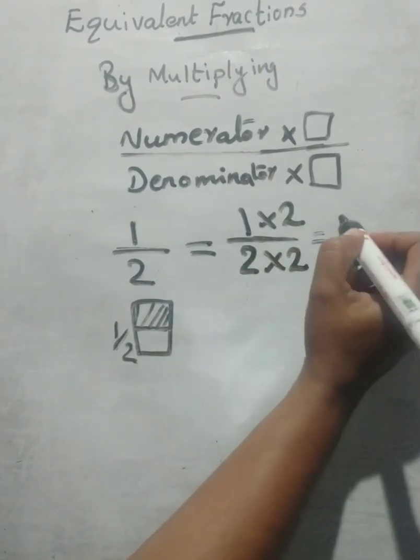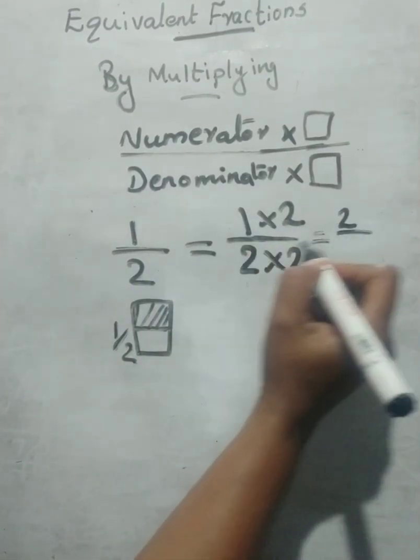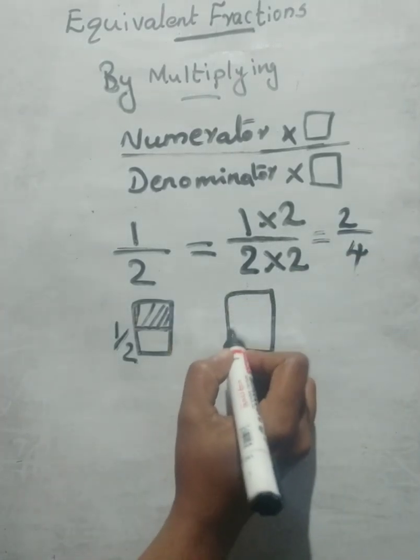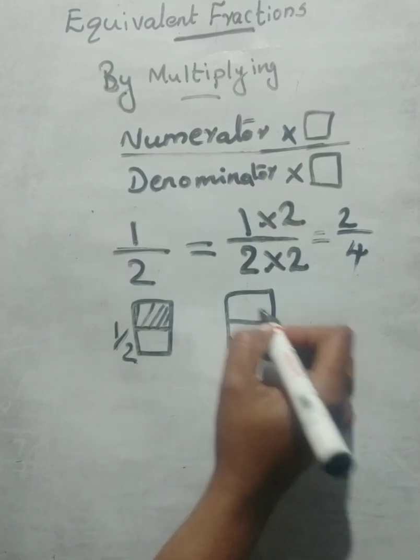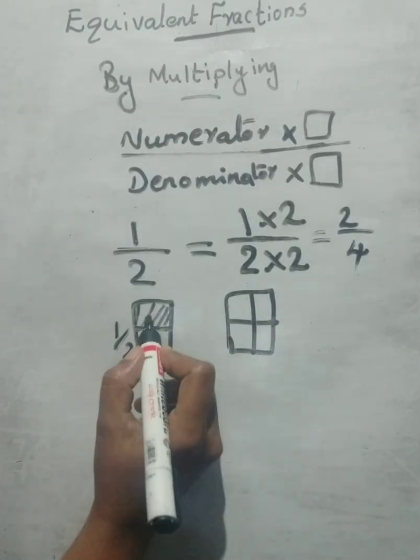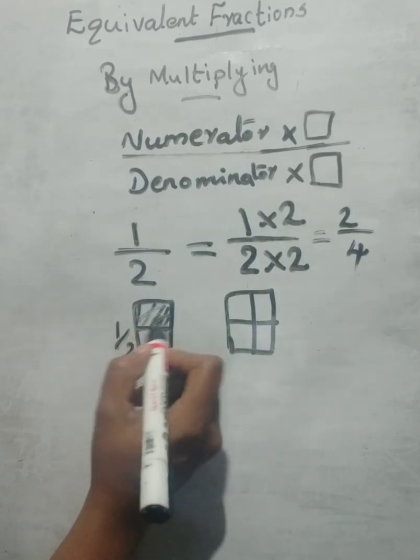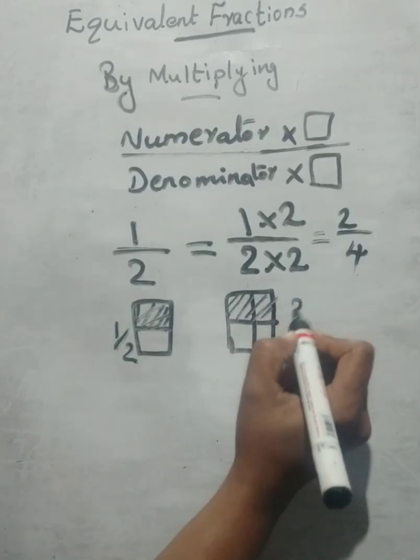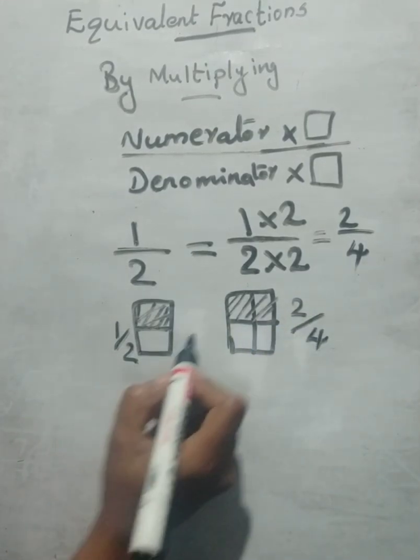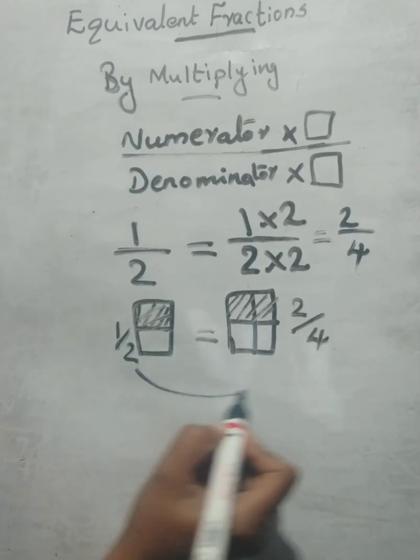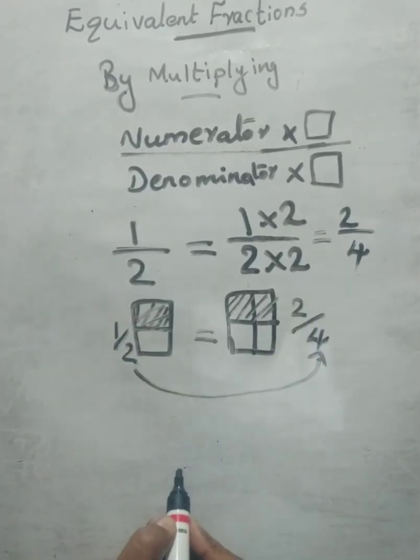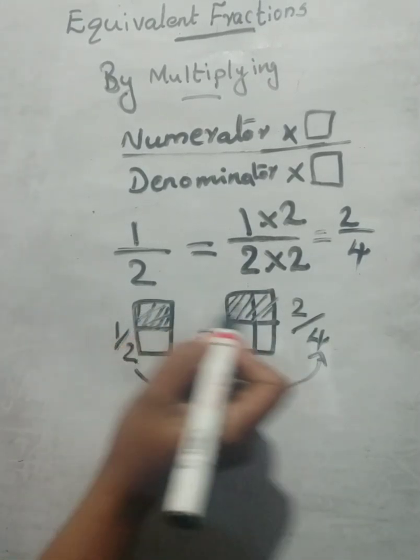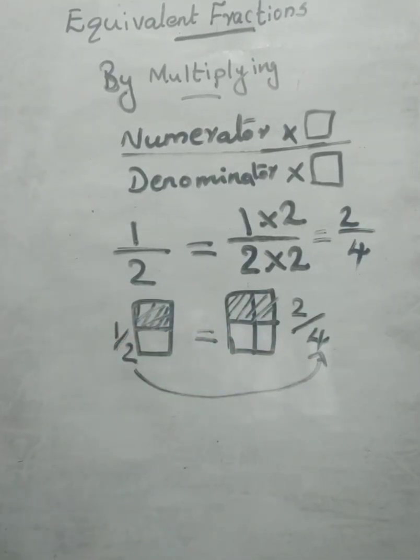So, 1 times 2 is 2. 2 2s are 4. So here, this is 4 pieces, no? So we have to get an equal size, so we have to shade these two boxes. So this is 2 upon 4. So we can say this fraction is equal to 2 upon 4. That is, half is equal to 2 upon 4. The sizes are the same.